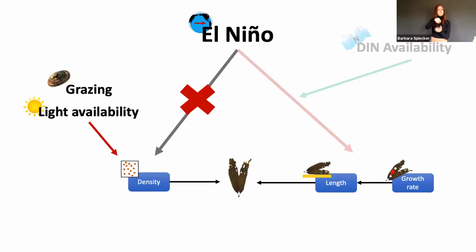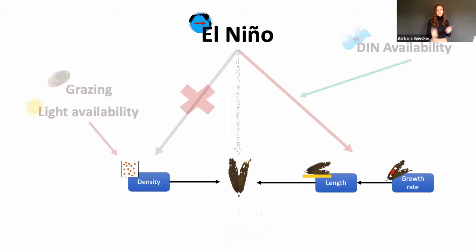So what we found is that El Niño does not affect density. Density was much more strongly driven by grazing and light availability. So now let's take a look at the percent cover of Hedophyllum.